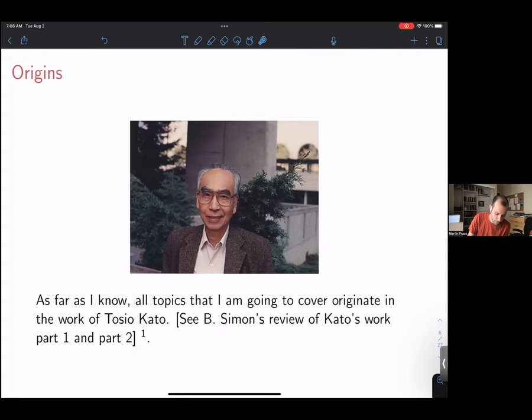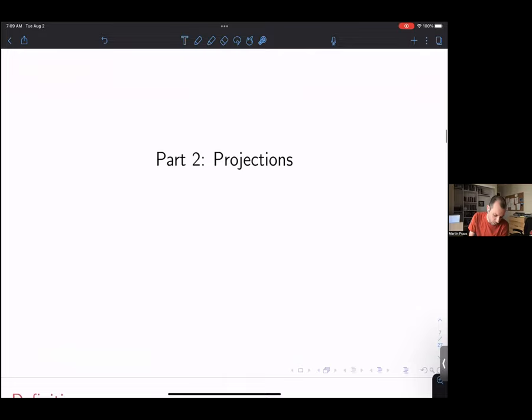Okay, so that's the end of the overview. That was just to give you a structure of how projections connect to adiabatic theory, and how we would go from projections to adiabatic theory. I will then start with part two, and these are projections.